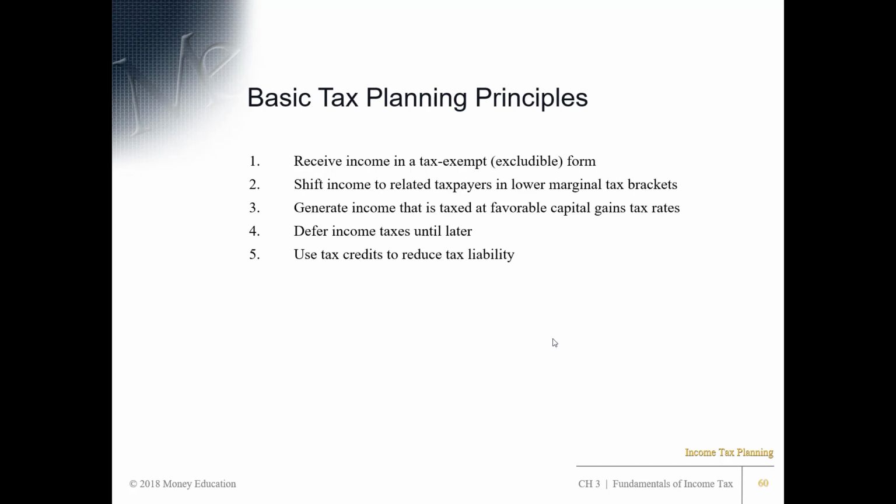We could generate income that is taxed at a favorable capital gains rate. So we could put our money into something taxed at lower dividend rates or lower capital gains rates. We could also put money into a retirement account that is tax deferred. We could also buy growth stocks that won't pay dividends right now, and hold those so we wouldn't have tax implications for that income earning. And then we would use tax credits to reduce liabilities.